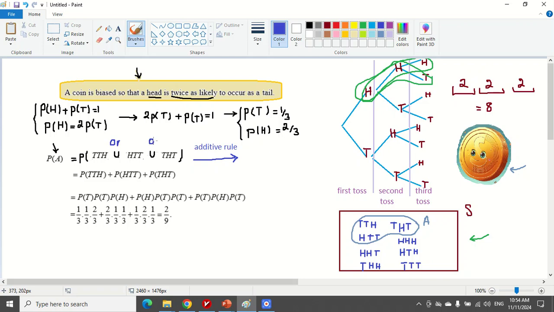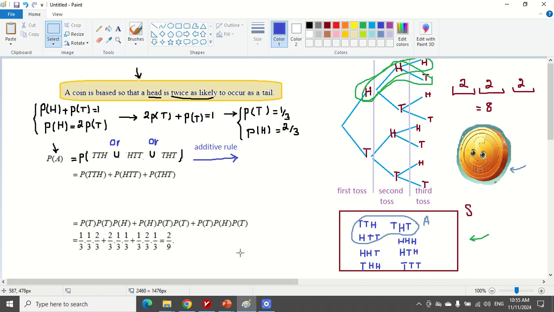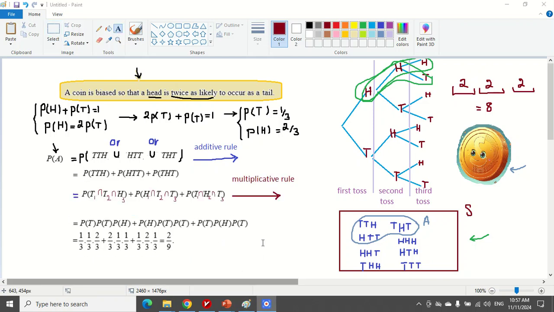So when we have a union, we can use the additive rule to calculate the probability, and the probability of the union is the addition of the probabilities if the events are mutually exclusive. As you can see, TTH, HTT and THT are all totally distinct from each other, and it's going to be the addition of each. And when we talk about the probability of TTH, for instance, let me write it over here to show what happens in the middle. We have the extension of this formula.